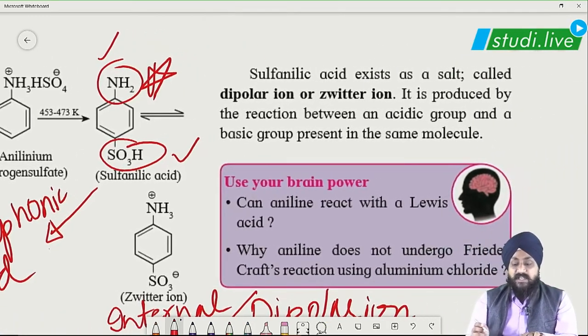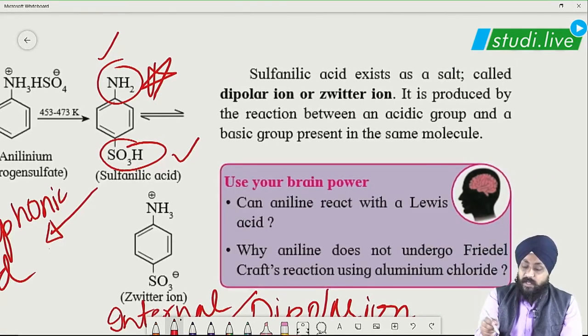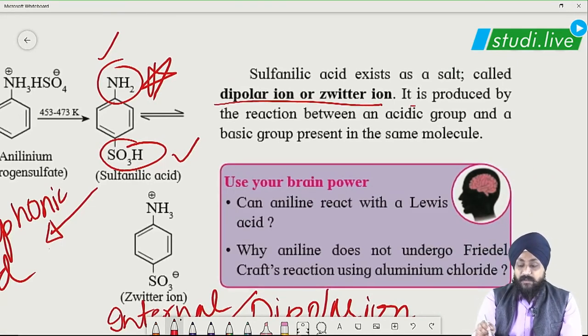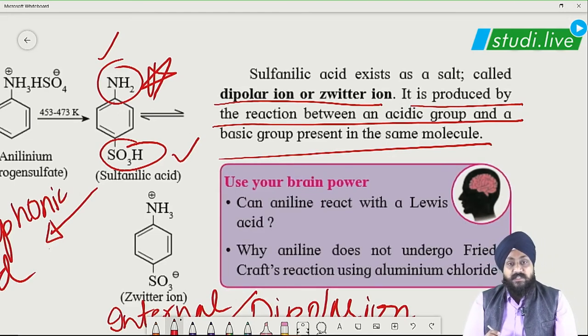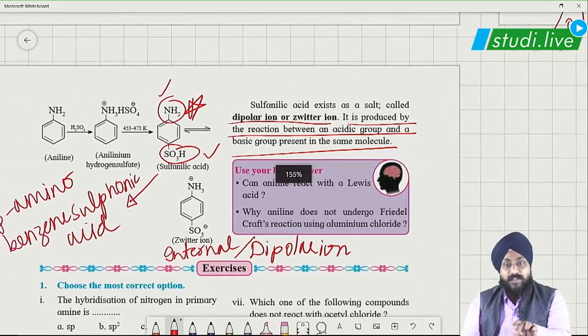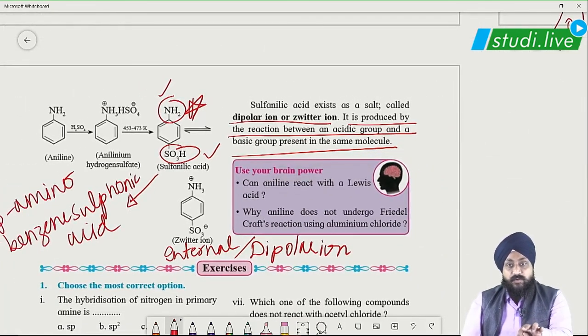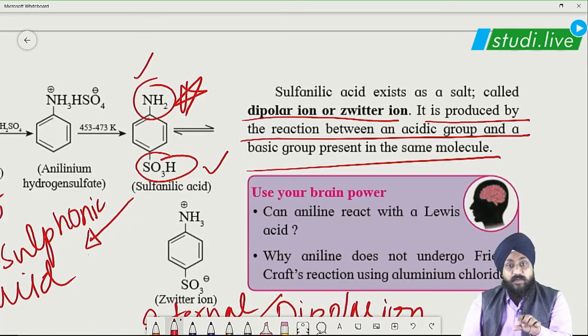So sulfanilic acid is going to exist as a salt called a dipolar salt or zwitter ion. Why? Because it is produced by the reaction of the acidic group and basic group present in the same molecule. And you call it an internal salt, because within the same molecule acidic and basic groups are reacting and an internal salt has been produced.